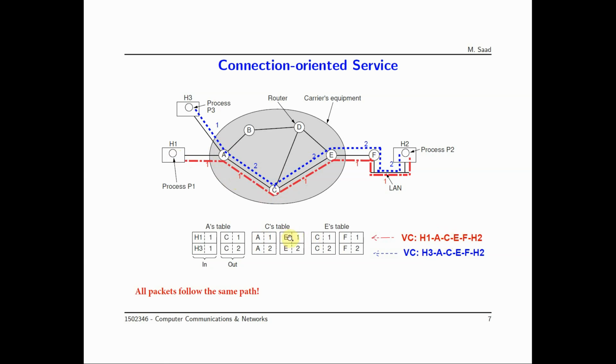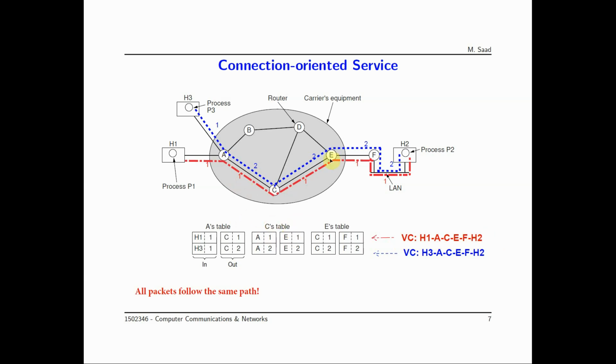According to the virtual circuit identifiers chosen, what's the incoming VCI to router C? It is 1. And the outgoing VCI for router C is also 1. As you have noticed here, VCI 1, or virtual circuit identifier 1, was the outgoing for router A, which has to be the same as the incoming for router C, because this is the same link, and for the link we choose one virtual circuit identifier.